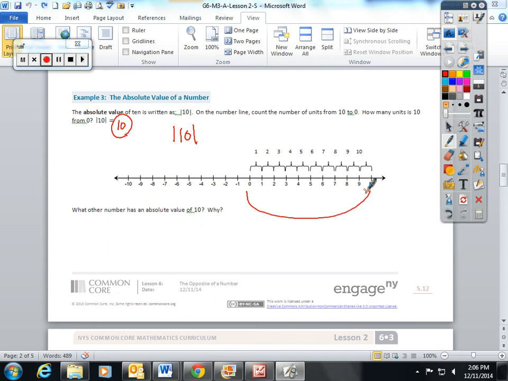What other number has an absolute value of 10? Well, if you go to the right 10, you could go to the left 10 spaces, okay? The absolute value of negative 10 is also going to give you 10 as an answer, because negative 10 is 10 spaces away, okay? And this number is going to remain positive because you're finding out how many spaces the number is away from 0, and that's 1, 2, 3, 4, 5, 6, 7, 8, 9, 10 spaces away. Let's flip the page and see if we can do some more together.